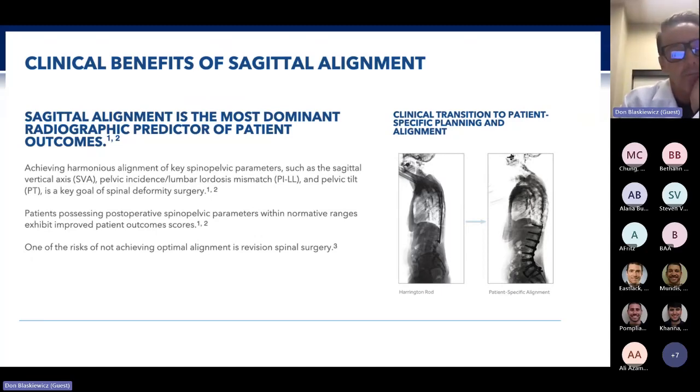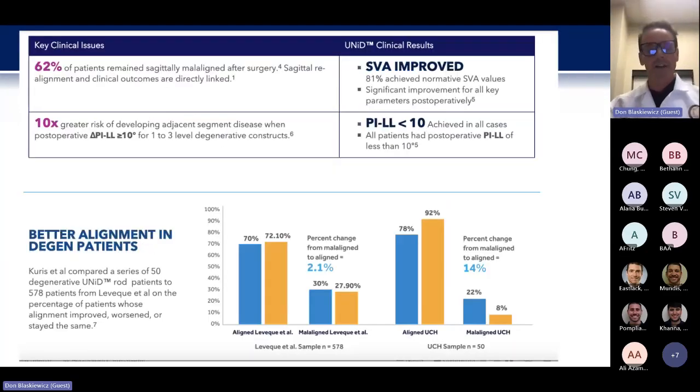So the clinical benefits of sagittal alignment: one of the big things is achieving the harmonious alignment of key spinopelvic parameters such as SVA, PI-LL mismatch, and pelvic tilt, which is one of our big goals of deformity surgery. Patients possessing postoperative spinopelvic parameters within normative range exhibit improved patient outcomes. And one of the risks of not doing this is the need for revision surgery. We can see this picture on the right of an old Harrington rod construct versus somebody who had patient-specific alignment. And we do know that 62% of the patients remain sagittally malaligned after surgery.